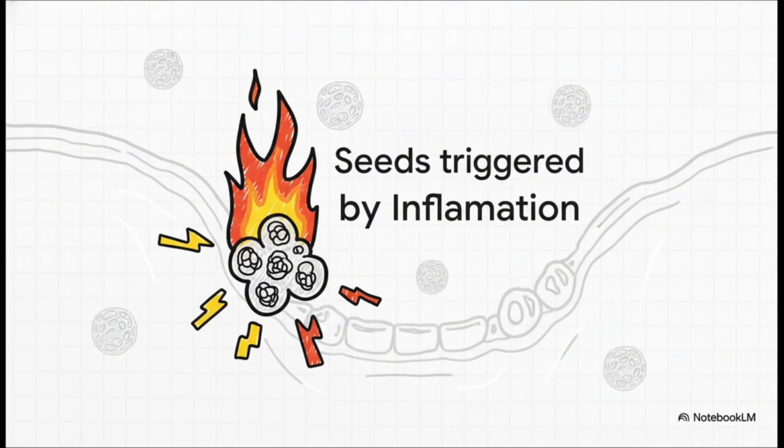So that spark, where does it come from? Well, believe it or not, it often comes from these tiny little leftover cells from way back when our teeth were first forming. It's kind of wild. They're like these little cellular ghosts just hanging out in our jaw, remnants from our own development. And when something like inflammation comes along, it can wake them up.